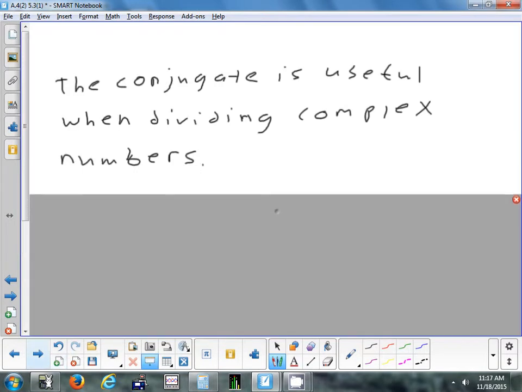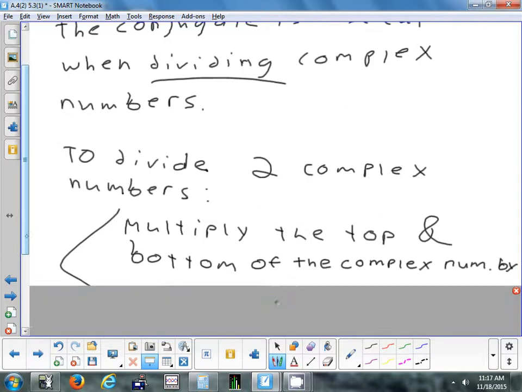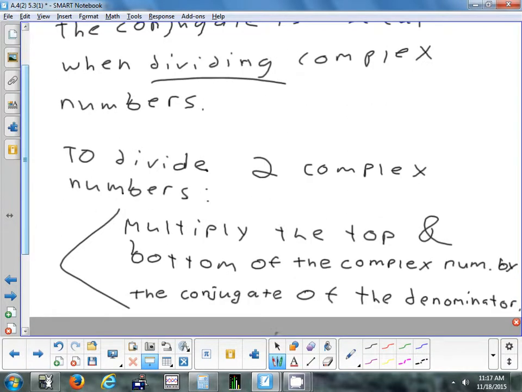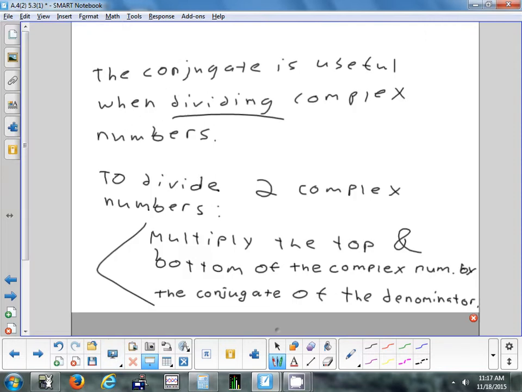of the process. All right, so the whole point of looking at the conjugate is to do division. Okay, we're going to use the conjugate when we divide. Okay, and this is how you do it. So to divide two complex numbers, you're going to multiply the top and the bottom by the conjugate of what's in the bottom. Okay, so like I said before, division is really multiplication. So to divide two complex numbers, multiply the top and the bottom of the original problem by the conjugate of what's in the bottom.